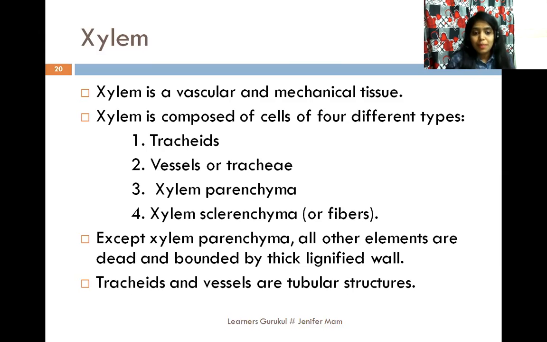Except for xylem parenchyma, all the other elements are dead and bounded by thick lignified cells. So only the xylem parenchyma is living. The other three types, tracheids, vessels or trachea, and xylem sclerenchyma, are made up of dead cells. Tracheids and vessels look like tubular structures.